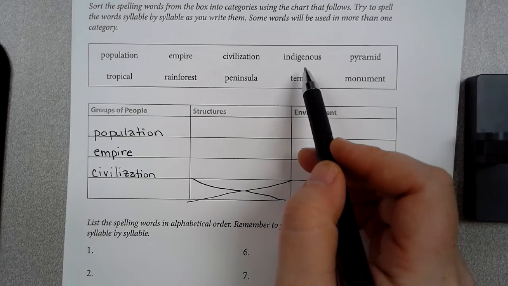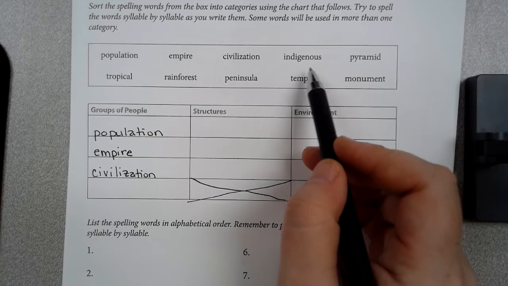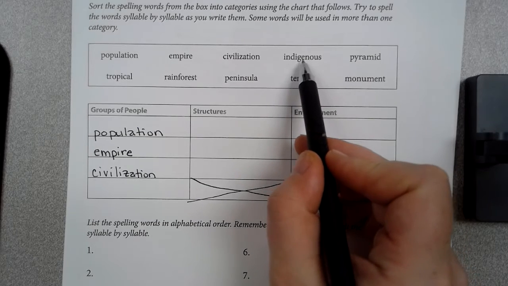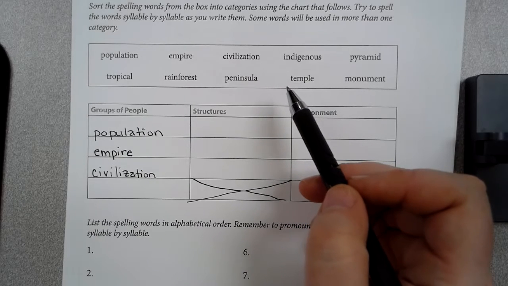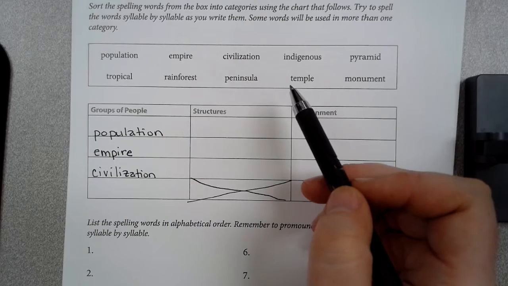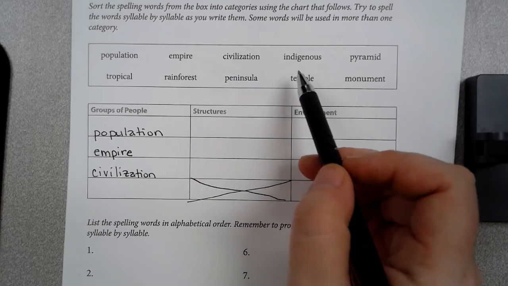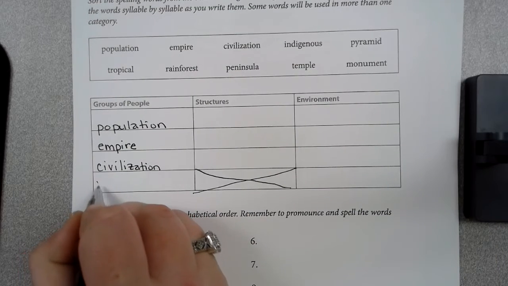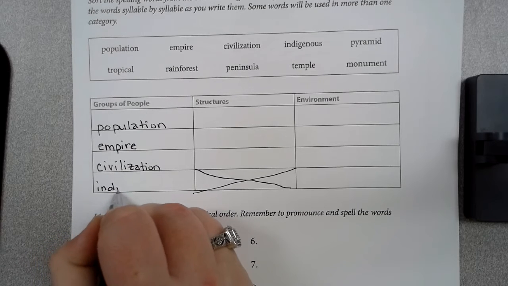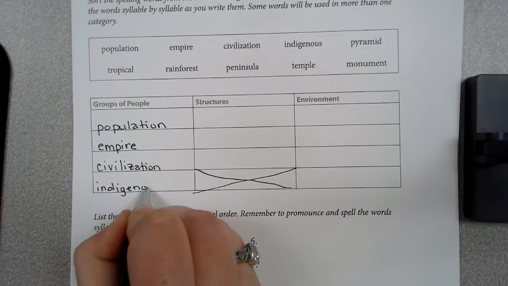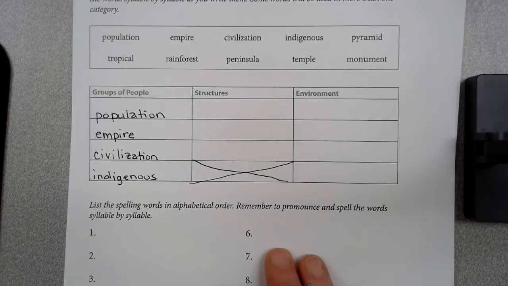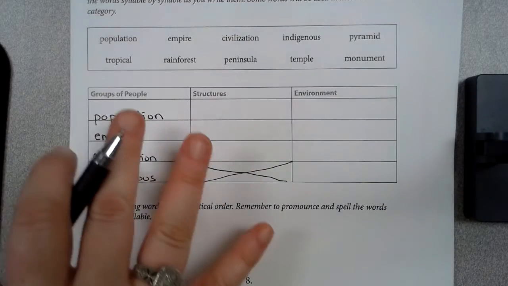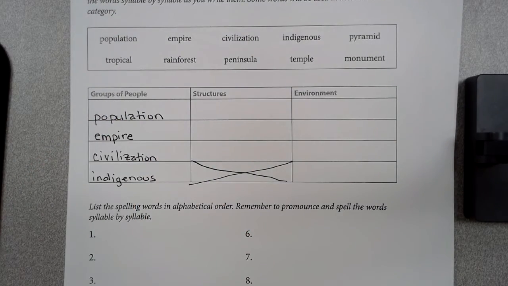Indigenous, it says produced, living, or existing naturally in an area. Does that describe a group of people? Indigenous. When people are from a group of area, they are called indigenous. All right, indigenous. Okay, so we got all the people. Now let's talk about structures. What up here is a structure?